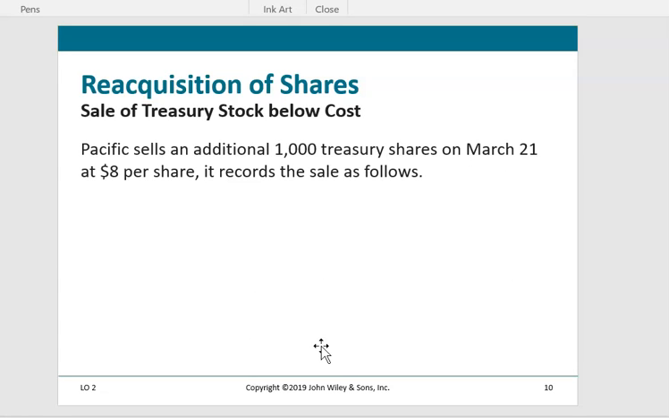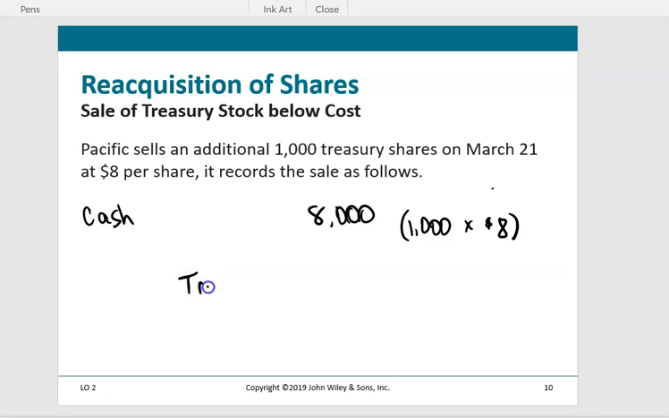Now let's say Pacific sells an additional 1,000 treasury shares on March 21st at $8 per share. So we are reissuing here. We get cash because we're issuing the treasury shares. We reissued 1,000 shares at $8 per share, so we receive $8,000 cash. What are we putting back into the market? We're increasing stockholders' equity.